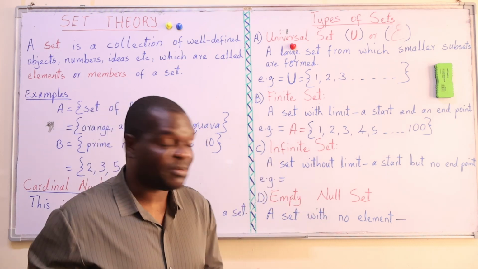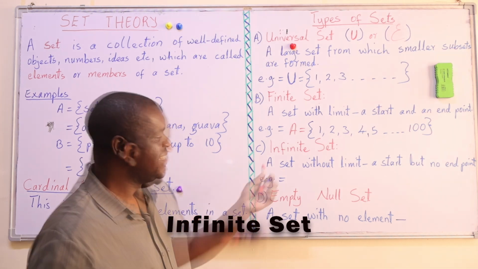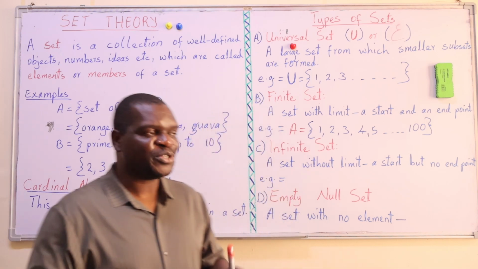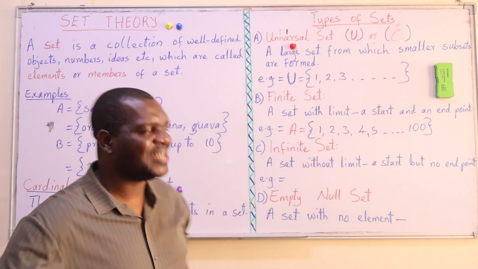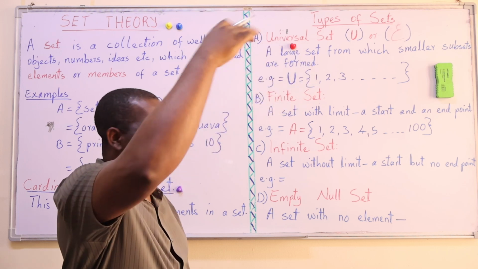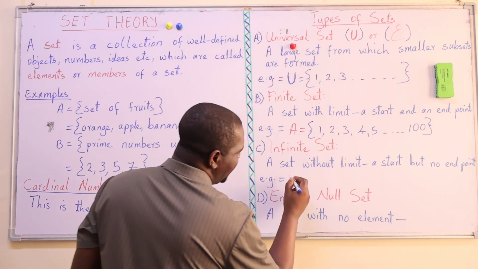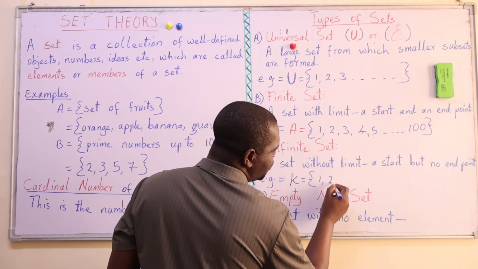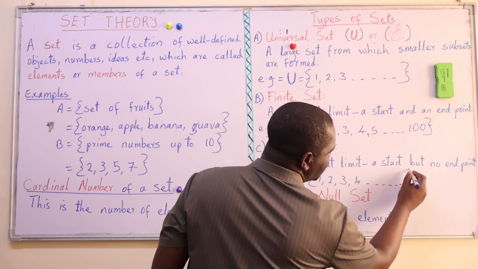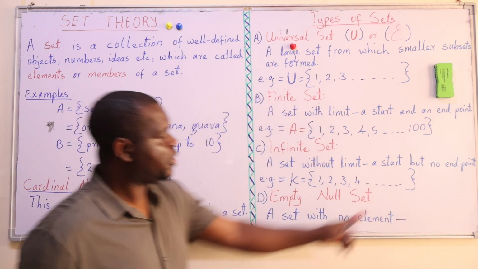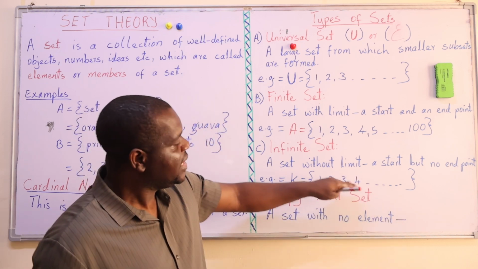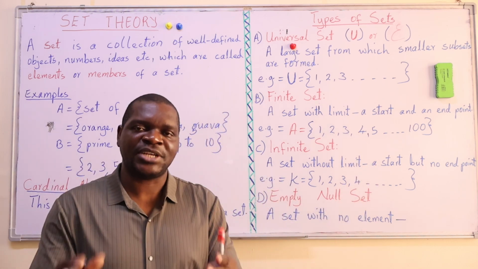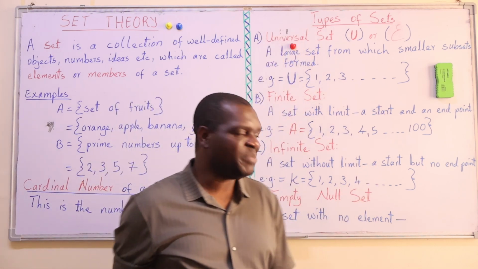Let's look at another type of set, which is the infinite set. It is a set without a limit. It has a start, but not an end. So you can continue to list and list and list. For example, if you have a set K and it says numbers 1, 2, 3, 4, and this ellipsis, and you have the closing brace here, it means that there is no limit. It continues. Or you can just mention the set of natural numbers. This is a set that has no limit.